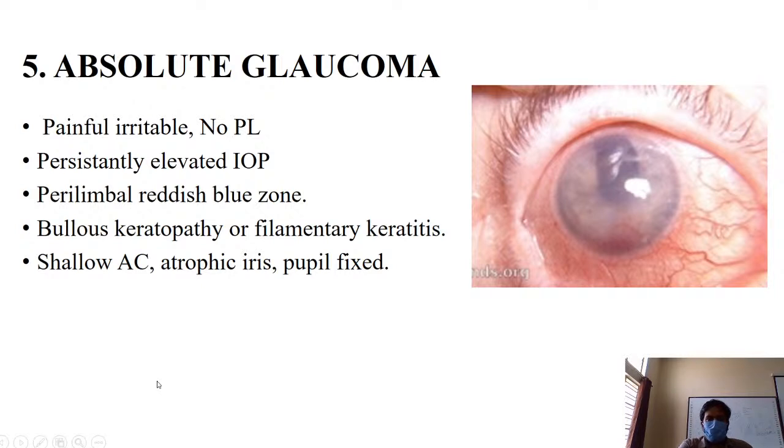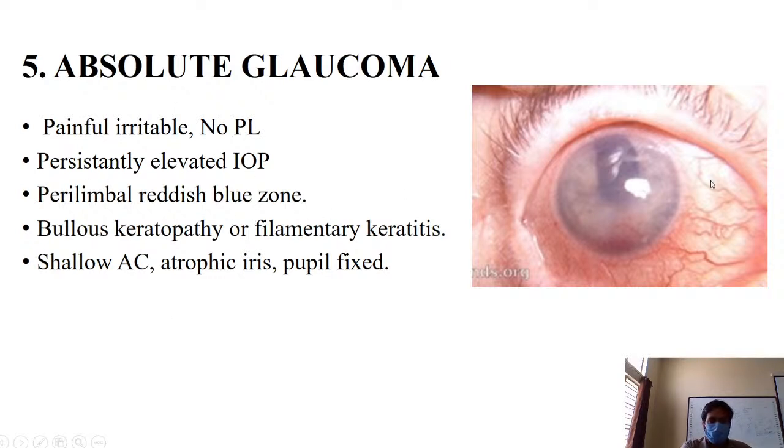The last stage of angle closure glaucoma is absolute glaucoma, that is, the patient has a painful blind eye. In this patient there is no vision, but because the angles are obstructed, the aqueous humor is collecting in the anterior chamber, which causes a lot of pain. So these patients will have persistently elevated IOP.